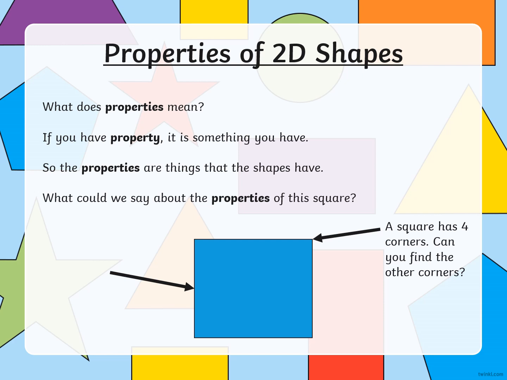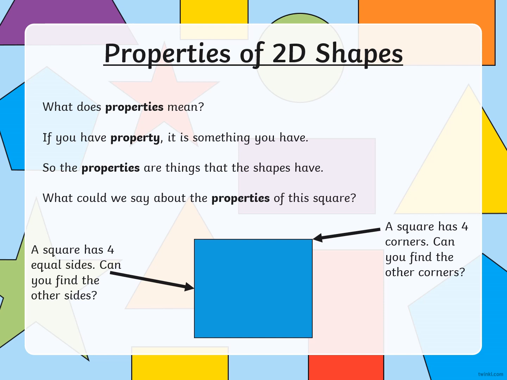What do we call the straight lines that the square has? We call them sides. Sides. Okay, and a square has 4 sides. Can you find the 4 sides?